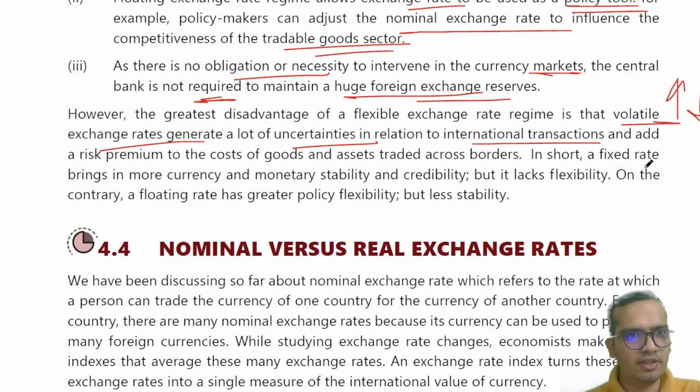In short, a fixed rate brings more currency and monetary stability, credibility, but it lacks flexibility. On the other hand, फ्लोटिंग रेट हैज़ ग्रेटर पॉलिसी फ्लेक्सिबिलिटी बट लेस स्टेबिलिटी. एक स्टेबल है, दूसरा नहीं है. एक करेंसी ज़्यादा लाता है, दूसरा कम.